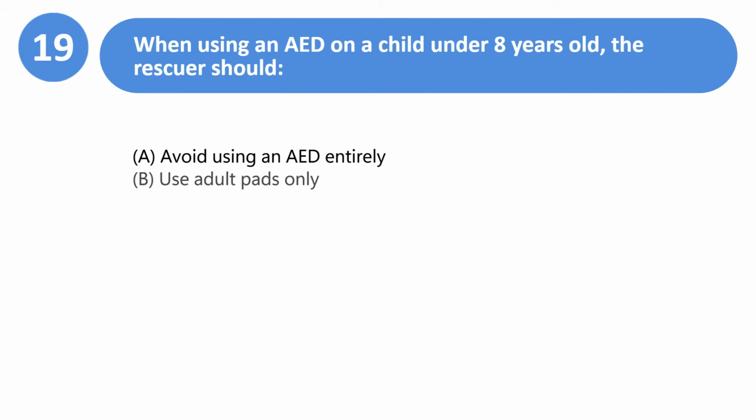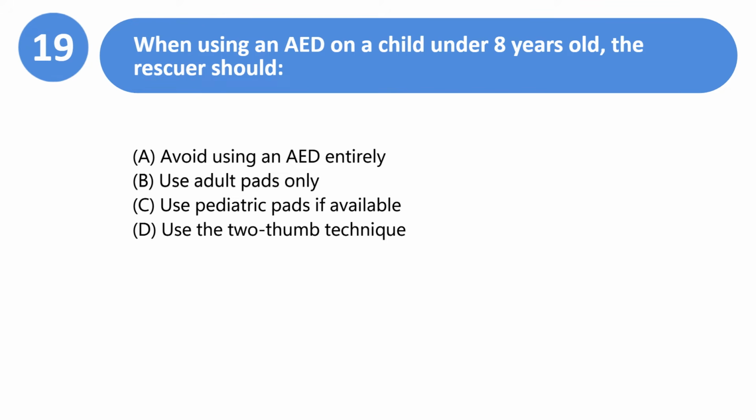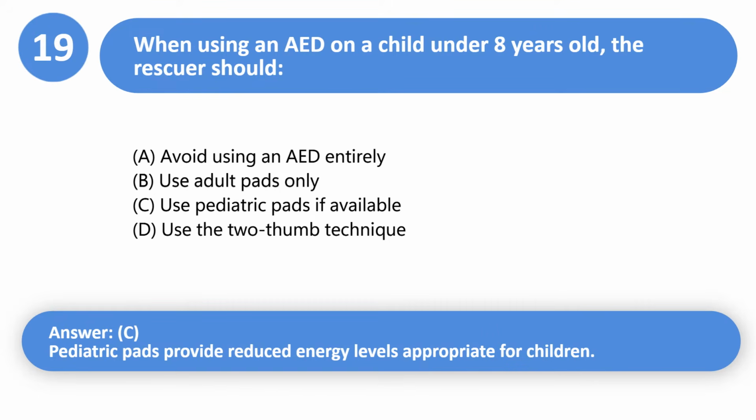When using an AED on a child under 8 years old, the rescuer should: A. Avoid using an AED entirely. B. Use adult pads only. C. Use pediatric pads if available. D. Use the two-thumb technique. Answer, C. Pediatric pads provide reduced energy levels appropriate for children.